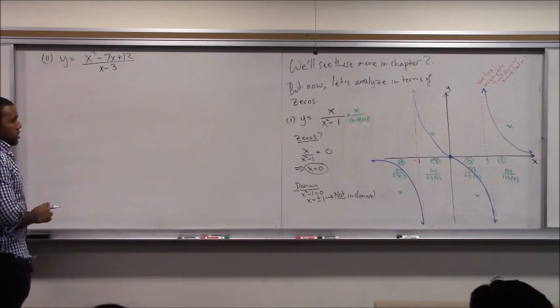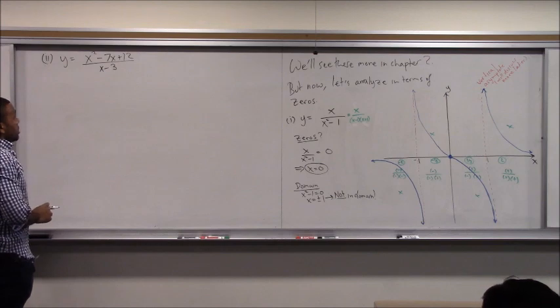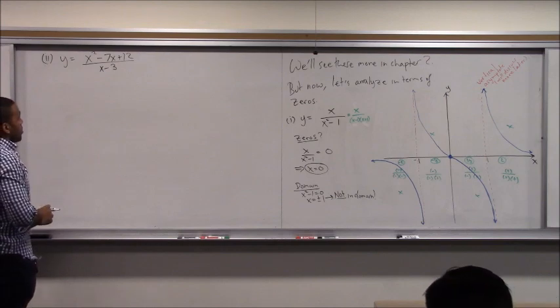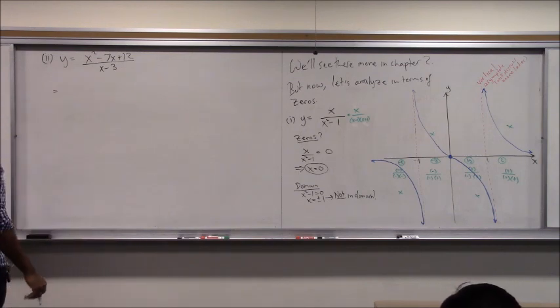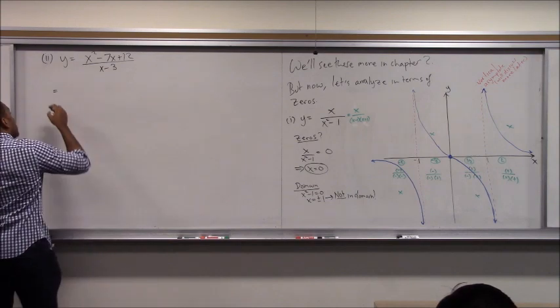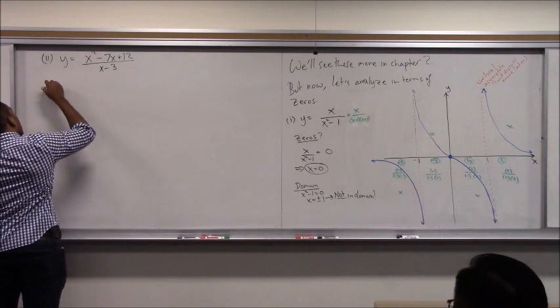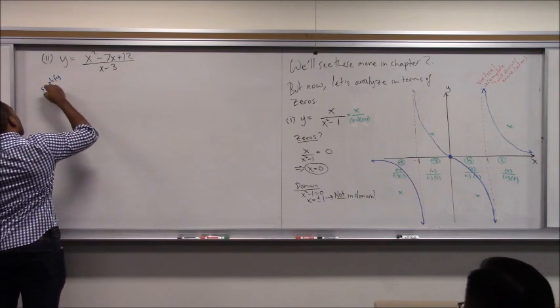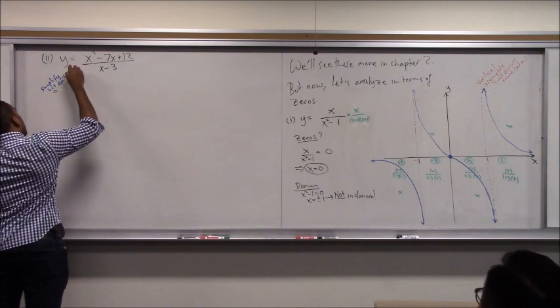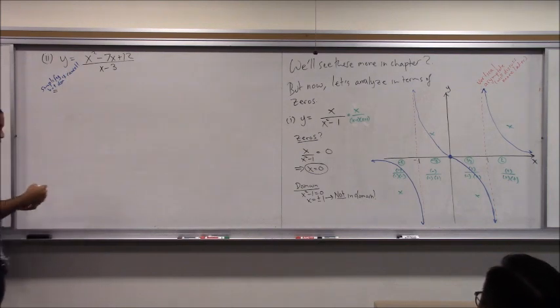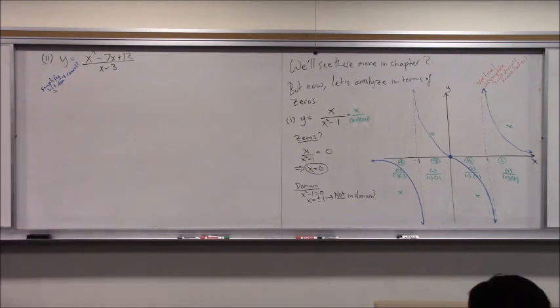This is also a rational function. Now, here's an important thing. I'm going to try to simplify, but don't cancel. It's very important that we're always aware of where our denominator is, what it's doing, because we don't want to divide by 0.